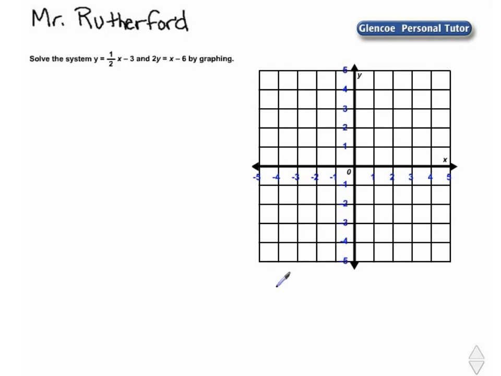Hi, this is Mr. Rutherford. In this problem, we will learn to solve a system of equations by graphing. Solve the system y equals 1/2 x minus 3 and 2y equals x minus 6 by graphing. Notice we have 2 equations here. The first, y equals 1/2 x minus 3, is already in slope-intercept form.